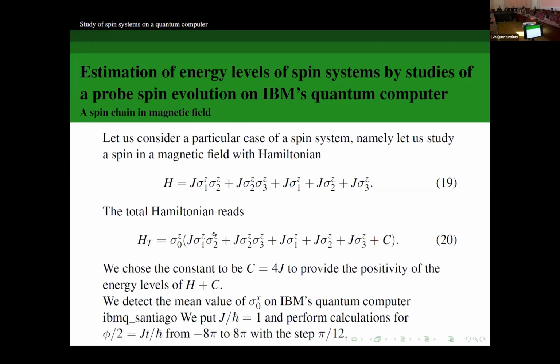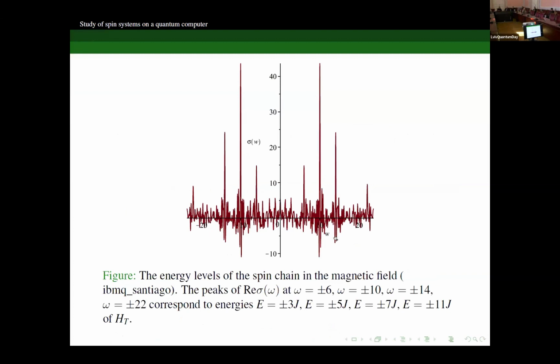And the result for this Hamiltonian is here. These peaks correspond to energy levels for this model. Okay. So I would like to say this method, as you see, is noise resistant. So we have noisy quantum computers, but even for 6 qubits, we obtain not a bad result for energy, very good results in this case for energy levels.